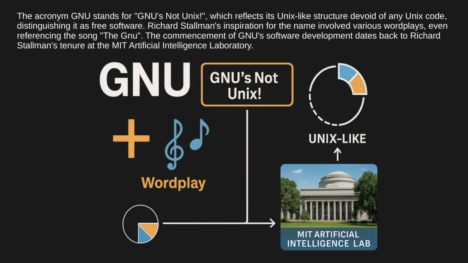The acronym GNU stands for GNU's Not Unix, which reflects its Unix-like structure devoid of any Unix code, distinguishing it as free software. Richard Stallman's inspiration for the name involved various wordplays, even referencing the song The Gnu. The commencement of GNU's software development dates back to Richard Stallman's tenure at the MIT Artificial Intelligence Laboratory.